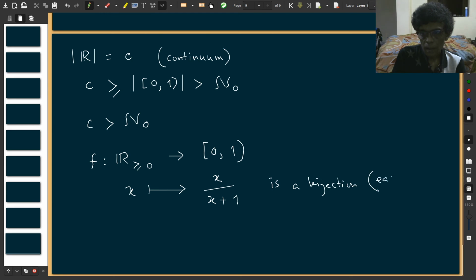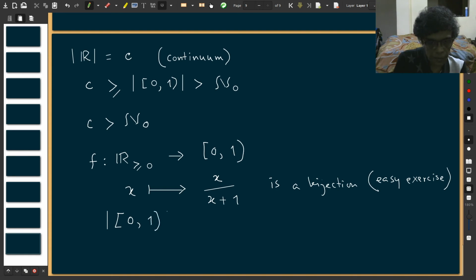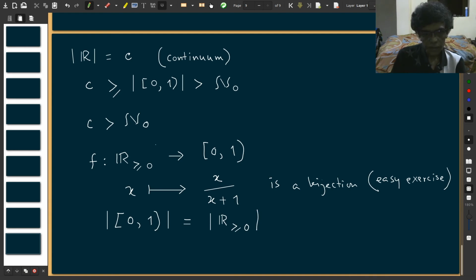Easy exercise. I leave it to you. So, since this is a bijection, I have at least established that there are as many proper fractions as there are non-negative real numbers. Okay. Now, I still have not seen the entire R, it's only the non-negative part, but that is quite straightforward.